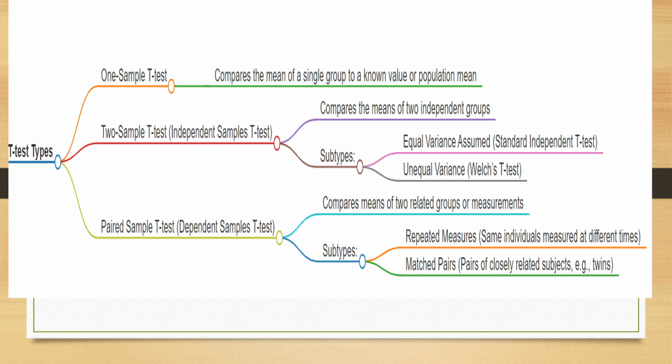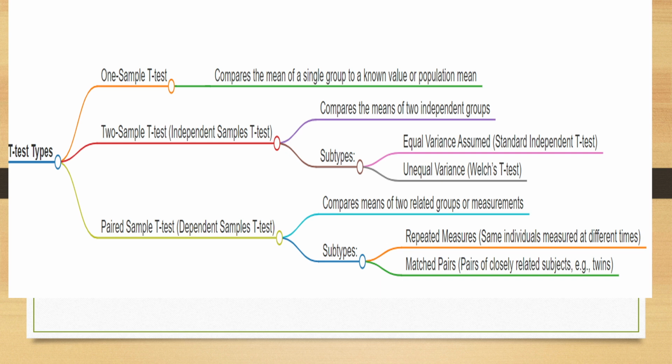On the other hand, the independent t-test is used especially when we are going to compare, for example, male and female. Based on comparing two independent groups, there we can go for the independent sample t-test. Again, this independent sample t-test has two subtypes. One is the standard independent t-test, which assumes equal variance, and the other is the unequal variance Welch's t-test. In the later stage we will see it.